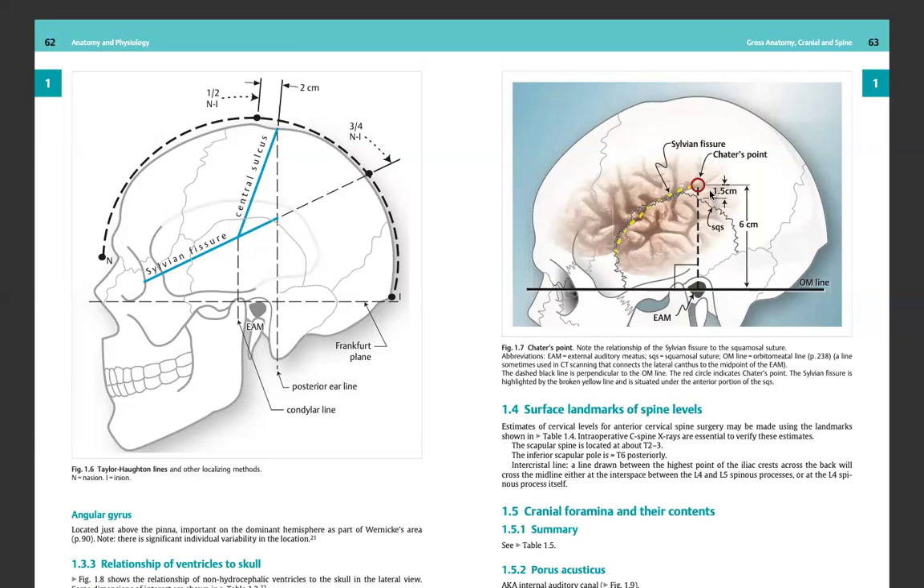So the next is the ventricle. I'm sorry, they talked about the angular gyrus that is located just above the pinna, important in the dominant hemisphere as part of Wernicke's area. Relationship of ventricles to the skull.